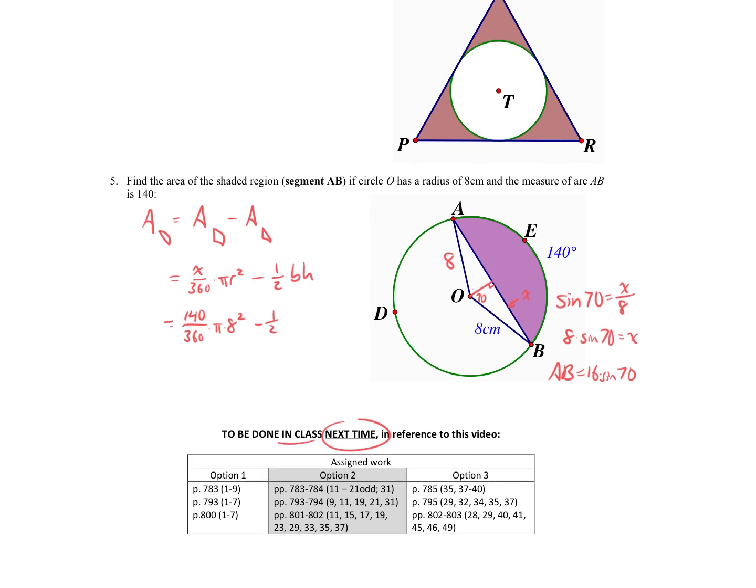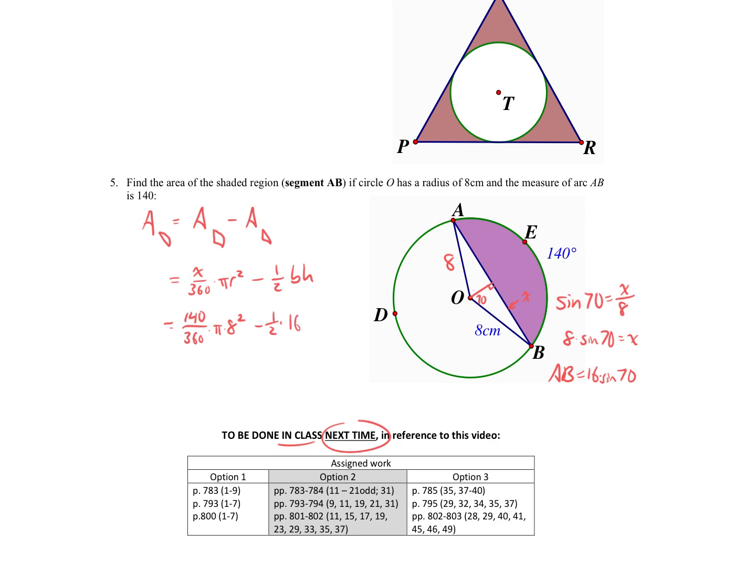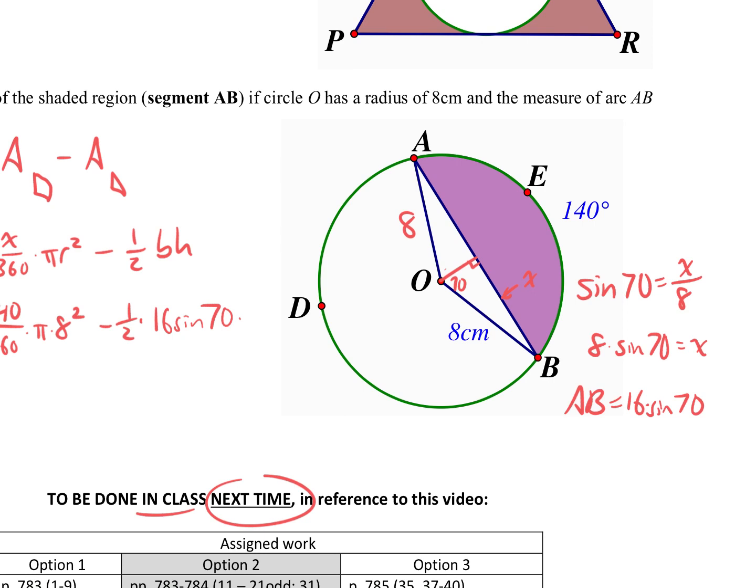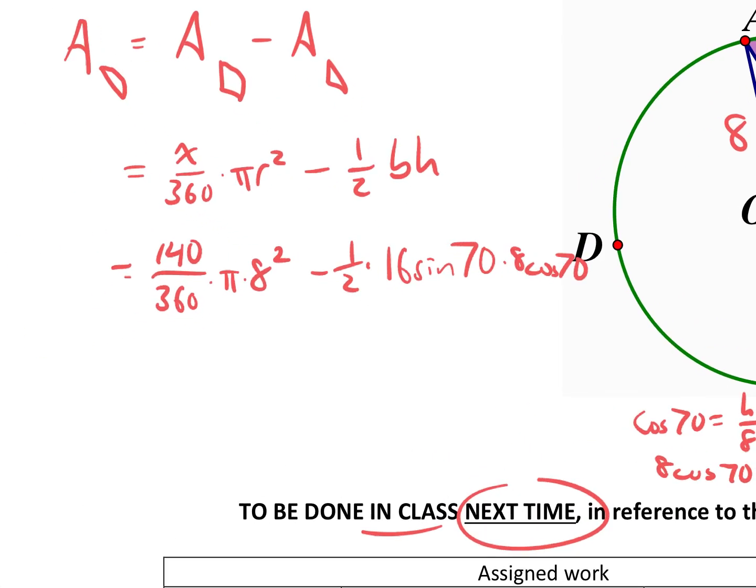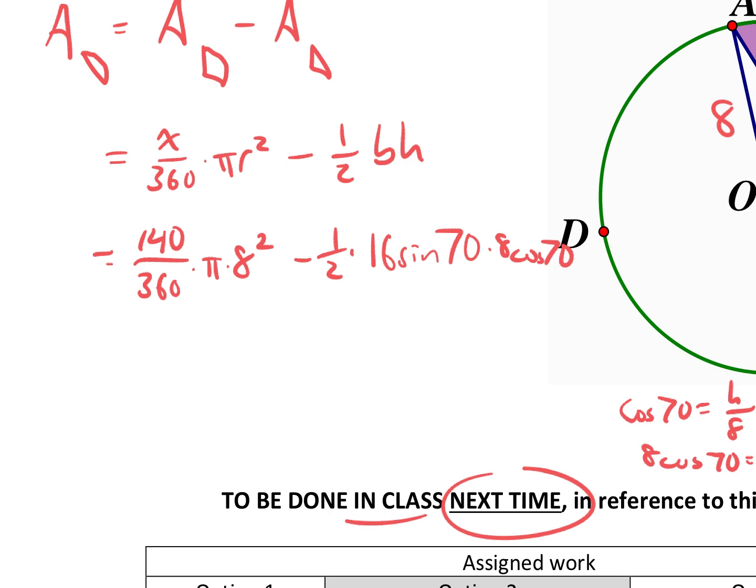I'll write that over here for now. So the base is 16 sine 70, and the height is, oh, I didn't find the height. The height, this little thing right here, I could do with the Pythagorean theorem, or I could still use the 70 and use SOHCAHTOA. I could say cosine: cosine 70 is adjacent over hypotenuse. So 8 cosine 70 equals h. Okay, you might think this looks really gross, but it's actually quite typical to have sine and cosine of the same angle show up in one of these things.